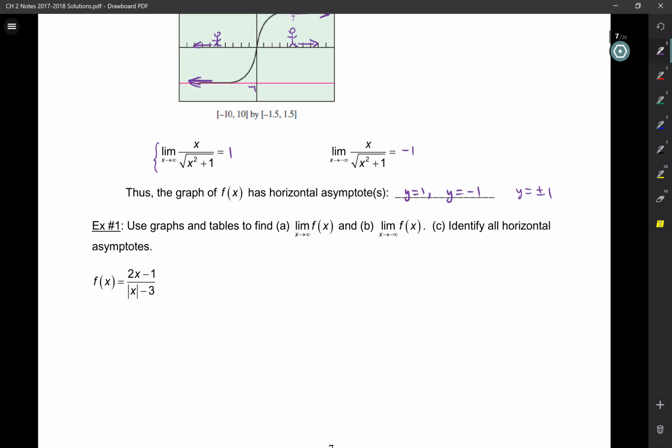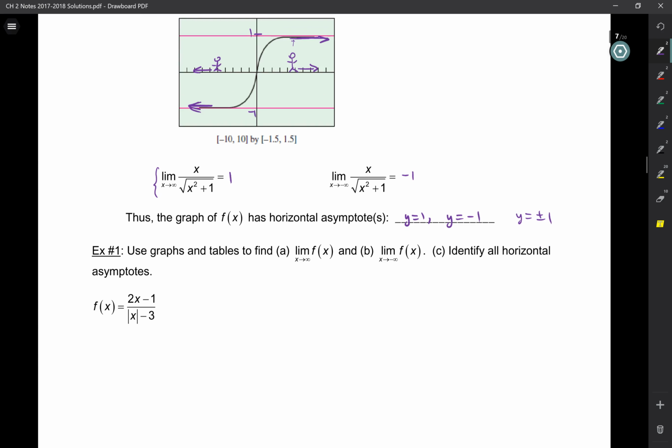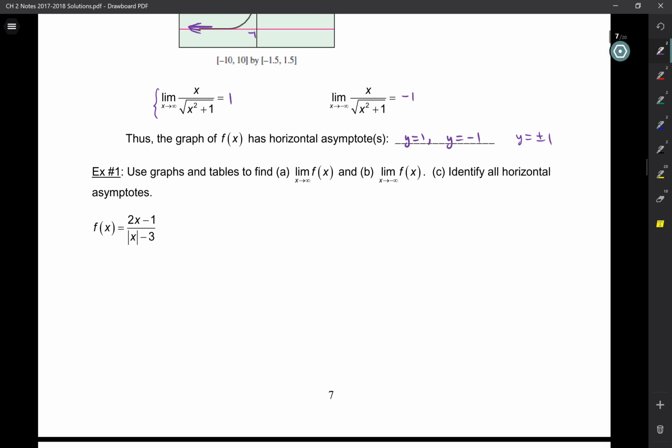Do we know it's 1 because of the denominator? Yeah, right now I just told you that it was 1, but we're going to go through all the different ways. All right. So here it says use graphs and tables to find the limit of f of x as x approaches infinity and negative infinity, and then to identify all horizontal asymptotes. So let's graph.